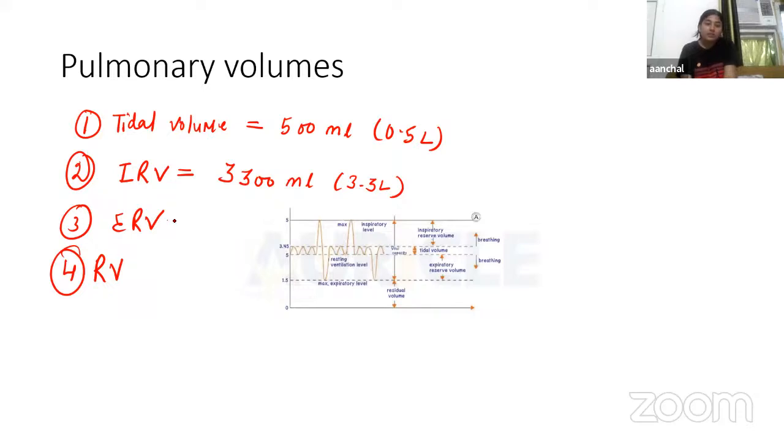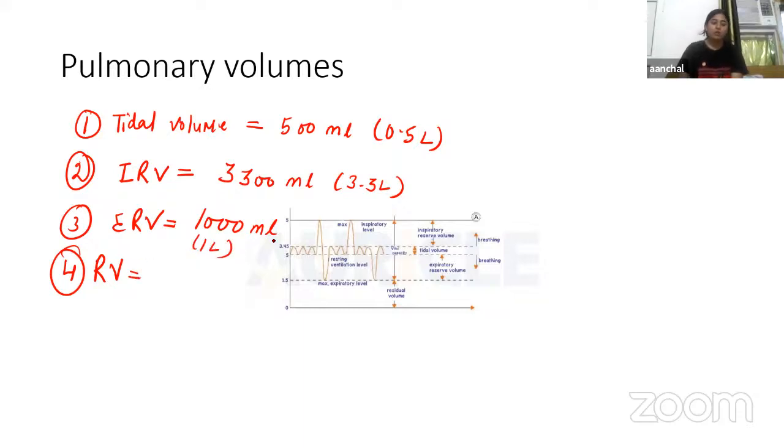Now, next we have expiratory reserve volume. What is expiratory reserve volume? It is again the additional volume of air that can be expired out forcefully. During quiet breathing, we are inspiring and expiring. But if we are expiring with very forceful effort, like this, it will be the expiratory reserve volume, and its normal range is 1000 ml, or 1 liter. Fine.